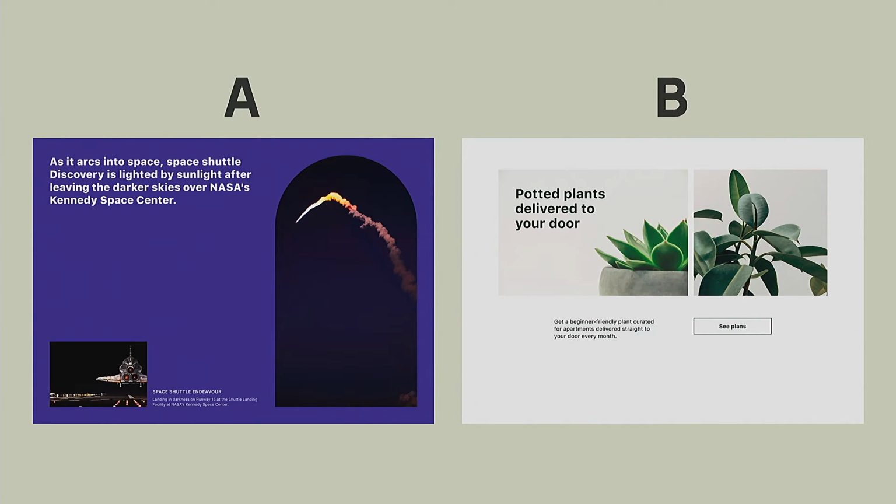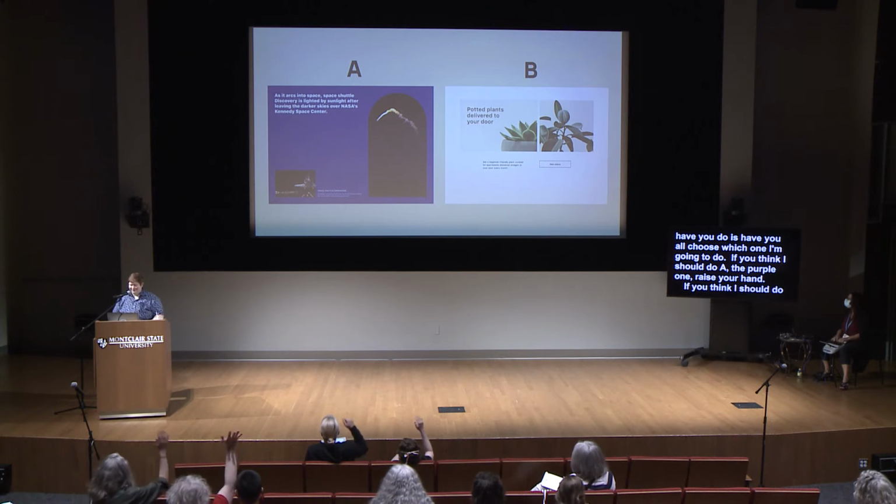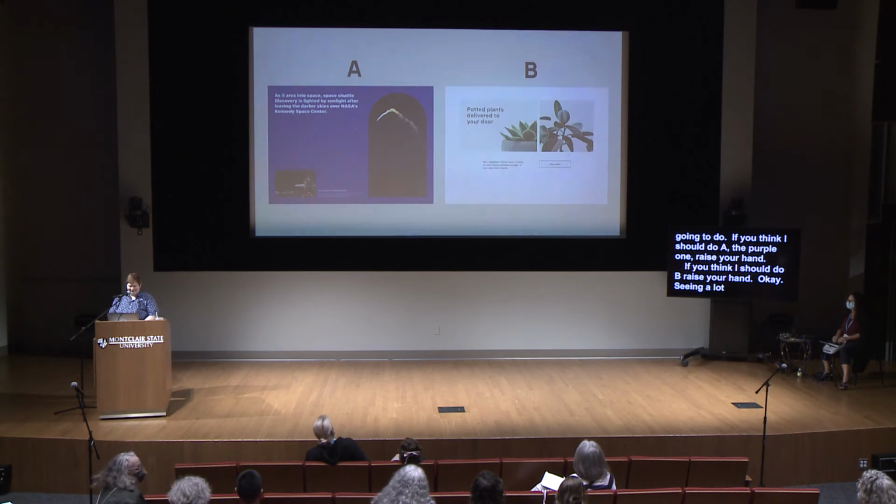So what I'm going to have you do is choose which one I'm going to do. If you think I should do A, the purple one, raise your hand. Okay. If you think I should do B, raise your hand. Okay, I'm seeing a lot of Bs. Let's do it. Okay.